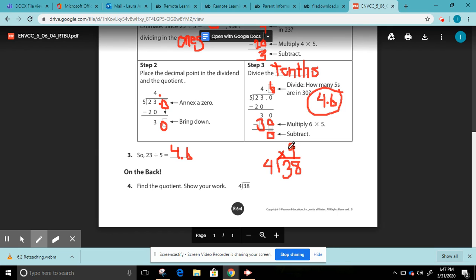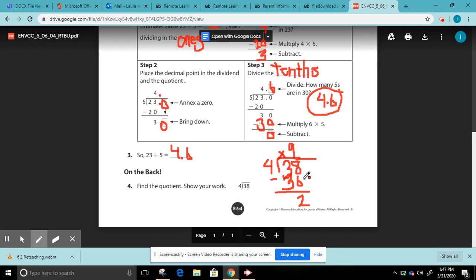Okay, 9. 9 times 4 gives us 36. Very good. All right, let's do our subtraction. 8 minus 6 is giving us 2. Okay. So now if you are unsure of what to do here, you could look up at what we just did above.